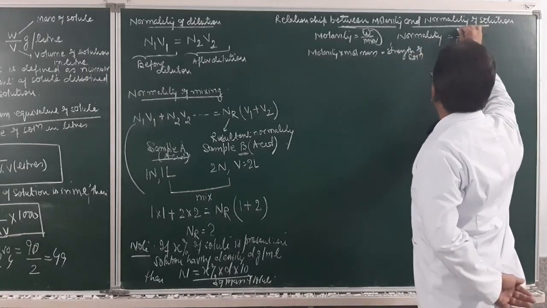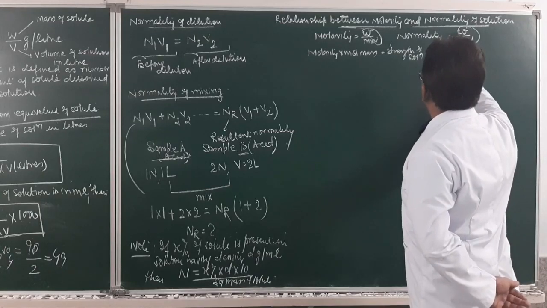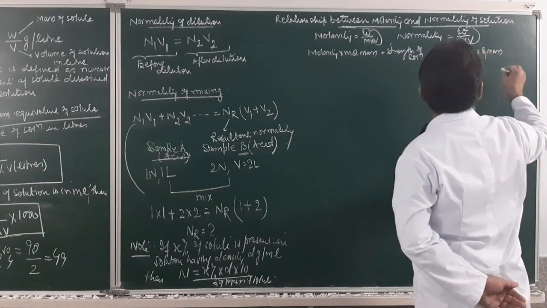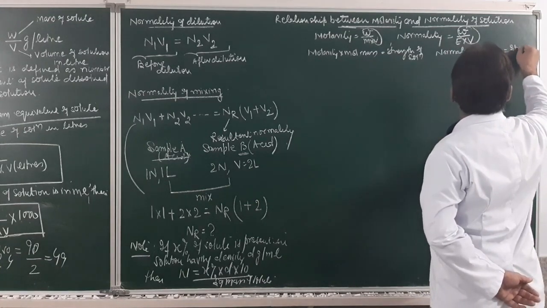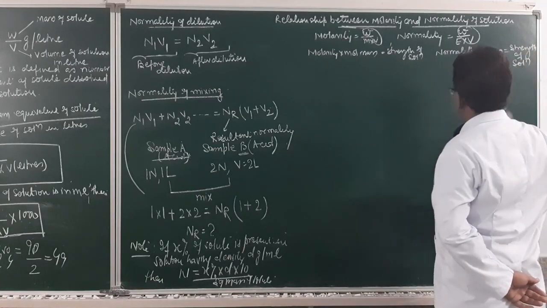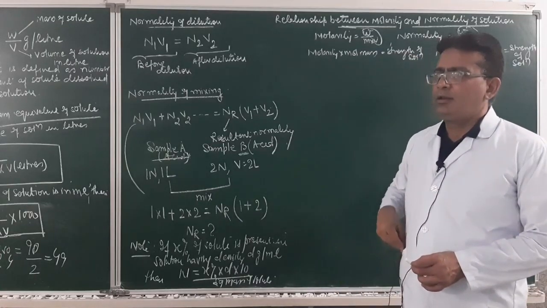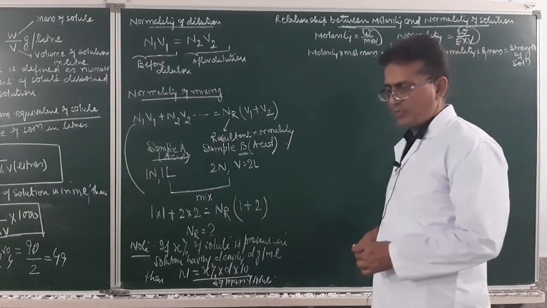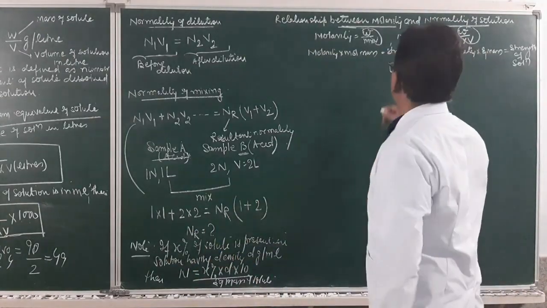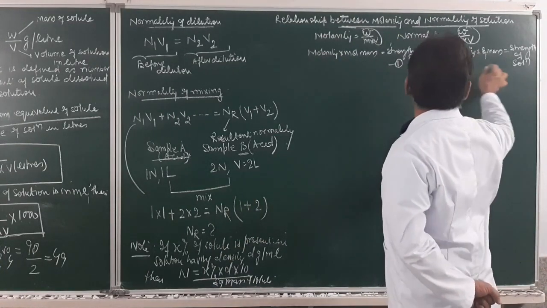Similarly, normality into equivalent mass will be equal to the strength of the solution. Am I clear? Now, comparing these two equations, suppose this is equation number 1 and this is equation number 2.